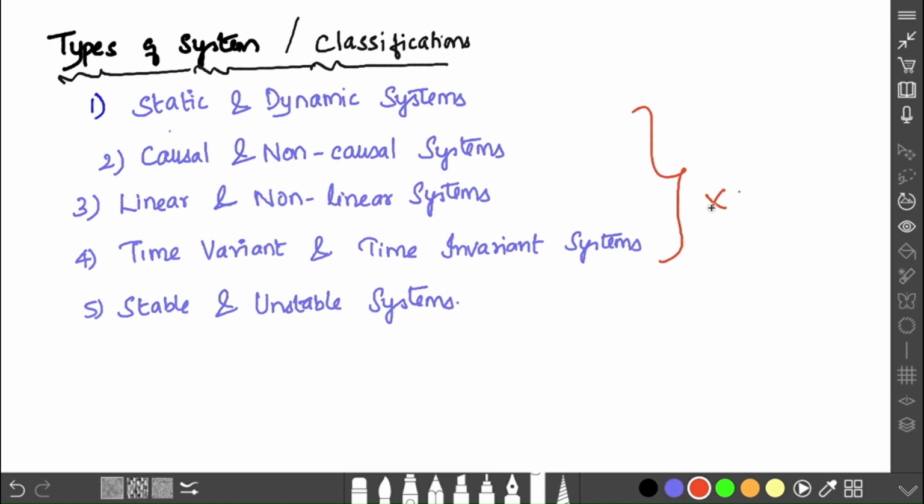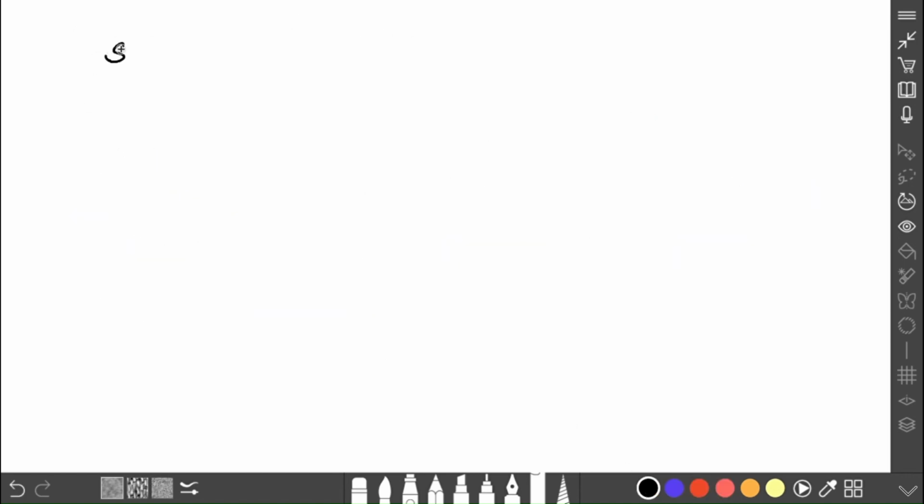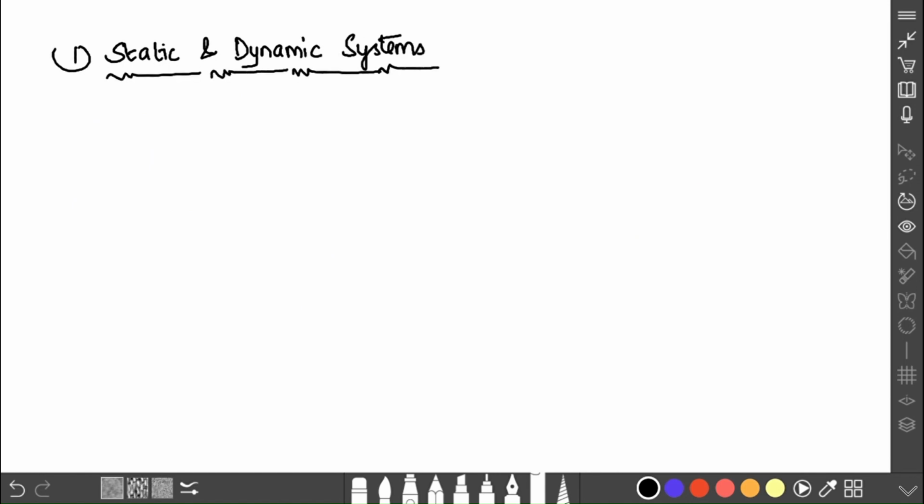So today we will start with static and dynamic systems. All these 5 combined together will be asked in a 13-mark question, so each and every system discussed here will be important. Today we will be looking into more problems, around 10 problems, for static and dynamic systems.